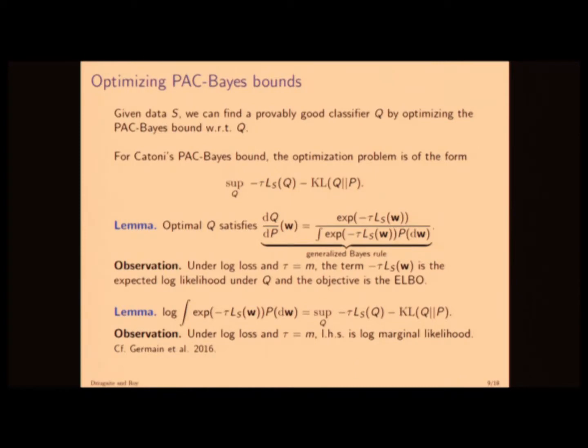Under log loss and choosing tau to be equal to m, this term is what the variational Bayesians call the expected log likelihood, and this objective is the ELBO. And then you have this characterization of the optimum: if you take the supremum over distributions Q, then this number ends up being this generalized log marginal likelihood. Indeed, under the same conditions, when this was an ELBO, then this is your log marginal likelihood. These last points were very nicely laid out by Germain et al. recently.